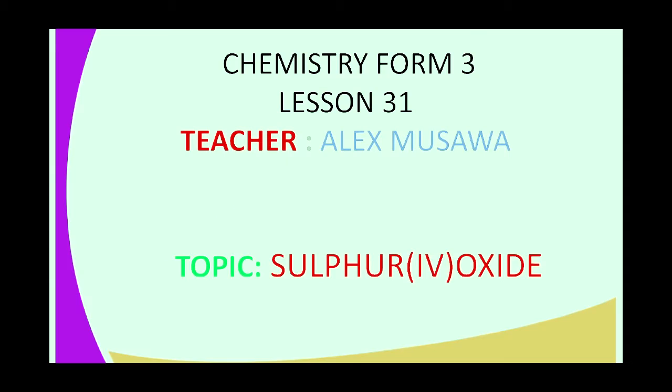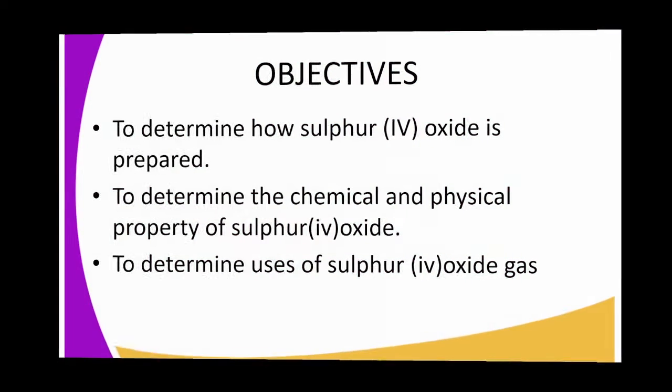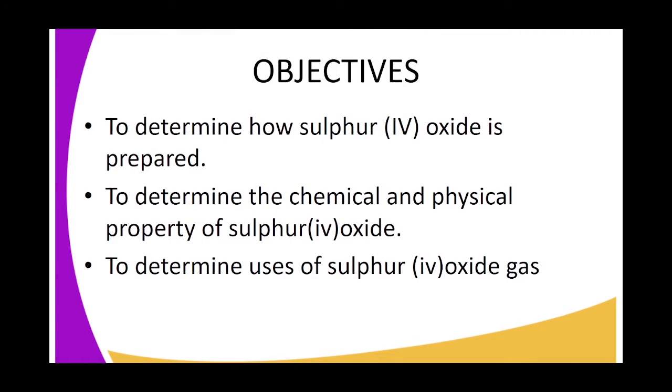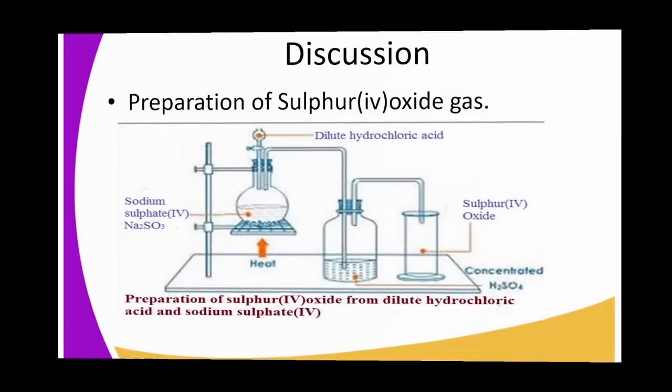I'm your tutor, Alex Musawa, and I'll be taking you through Chemistry Form 3, lesson number 31. Our topic is sulfur(IV) oxide. The objectives of this lesson are, one, to determine how sulfur(IV) oxide is prepared. Number 2, to determine the chemical and physical properties of sulfur(IV) oxide gas. And lastly, to determine the uses of sulfur(IV) oxide gas.